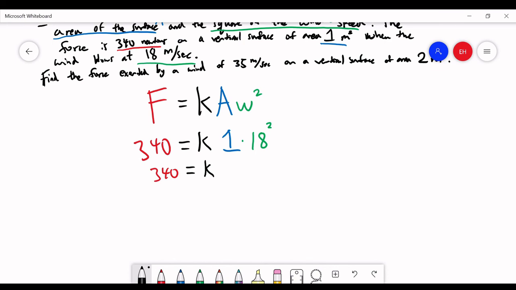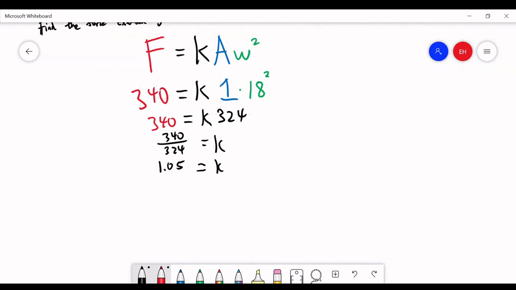So the wind force of 340 newtons is equal to K times the area, which is 1, and the wind speed is 18, but it's the wind speed squared, so it's 18 squared. And so I get 340 equals K. Okay, well, 18 squared, I'm going to use my calculator for that. It's 324. So then I just divide by 324. So K, our constant of variation, is 340 divided by 324, which is just a little bit over 1.05.